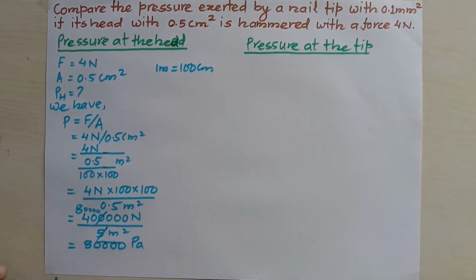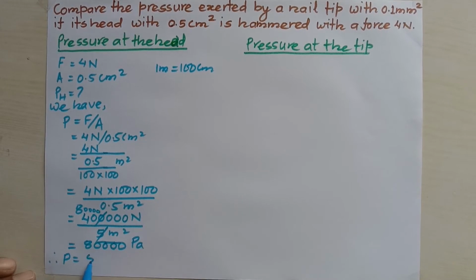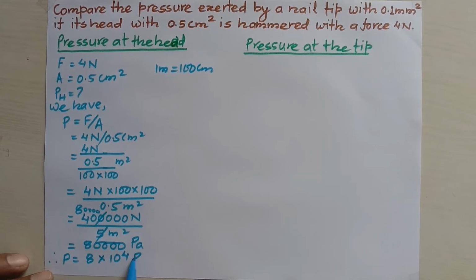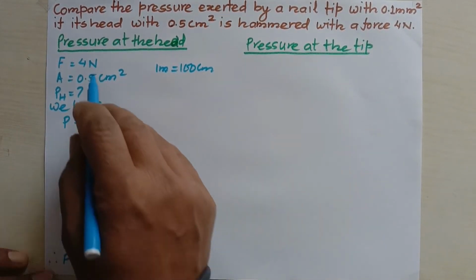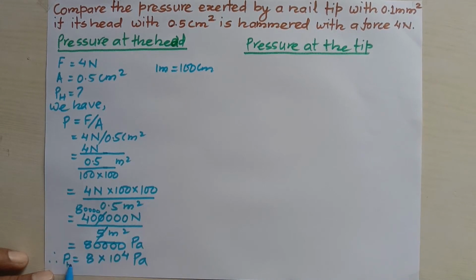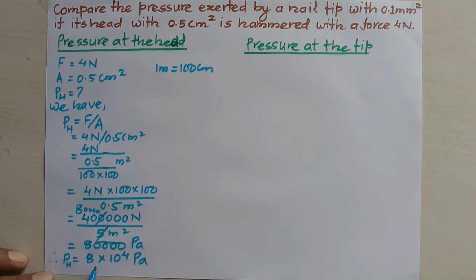Normally a big number is represented in terms of a power of 10. That's why you can write P is equal to 8 multiplied by 10 to the power 4 Pascal, because 8 into 10 to the power 4 is equal to 80,000. This way we can solve this numerical. Pressure at the head is how much?